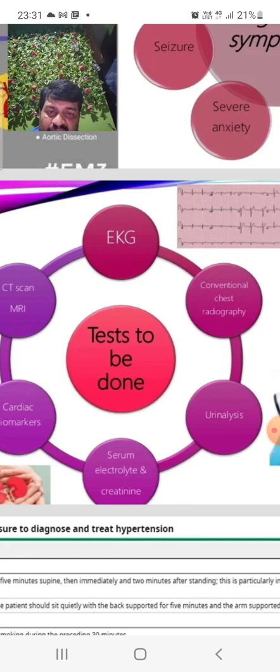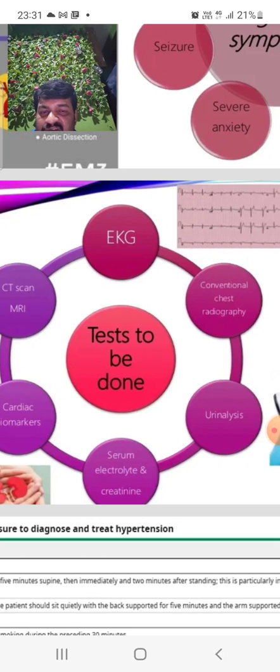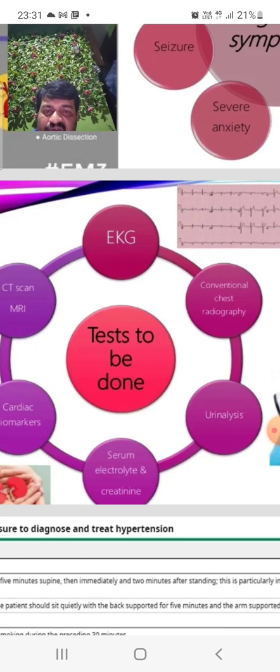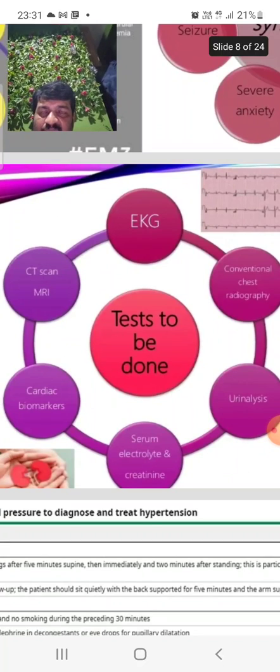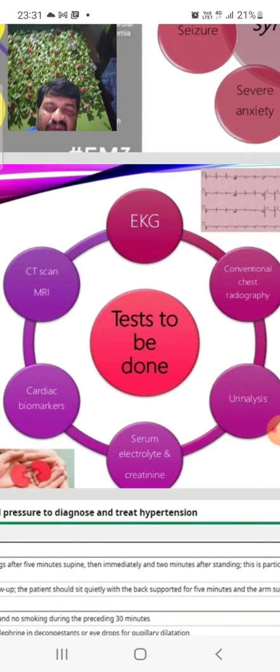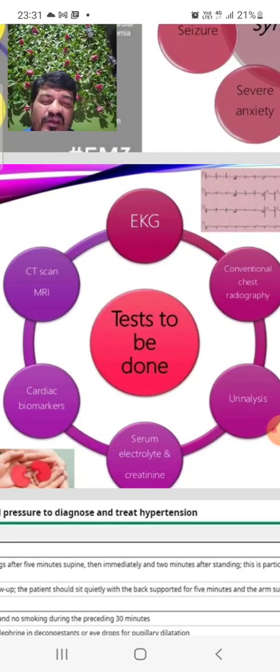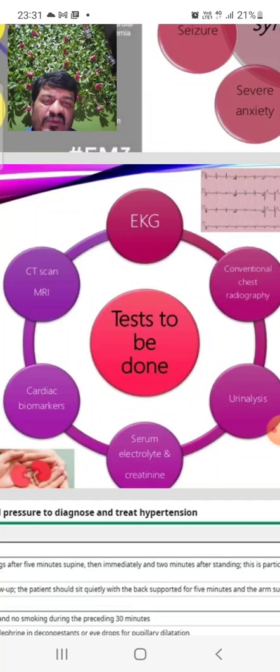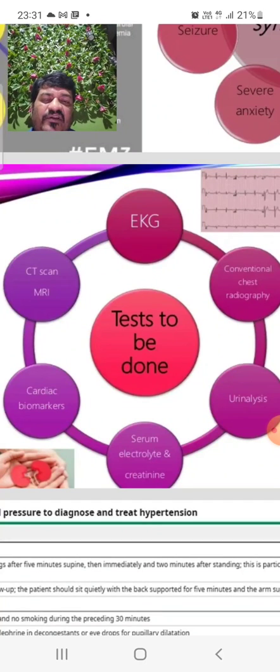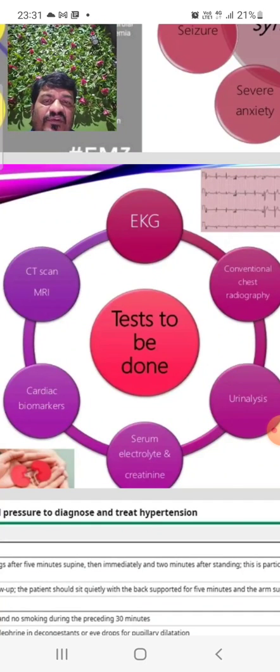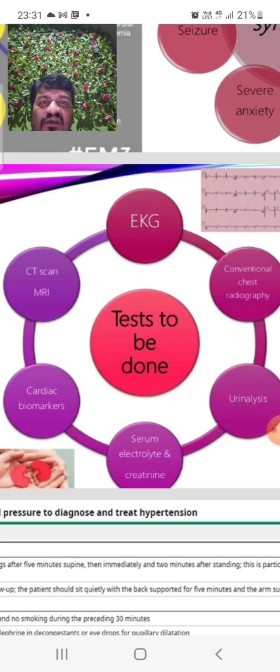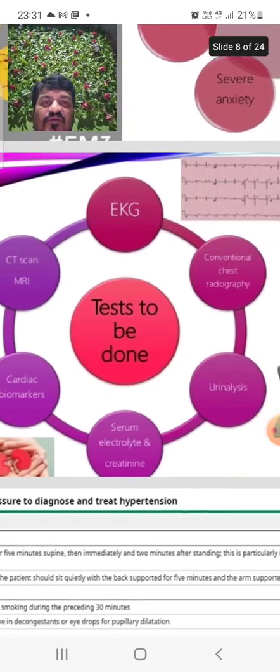So when the patient is suffering from kidney disease, at that time we can find the creatinine high. Fourth one is cardiac biomarkers. When the patient comes with chest pain, and we think the patient is suffering from angina or any complaints which come under acute coronary syndrome, at that time we'll send the cardiac biomarkers. And CT scan and MRI I have already told you.